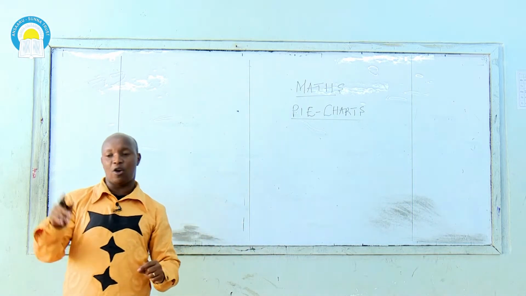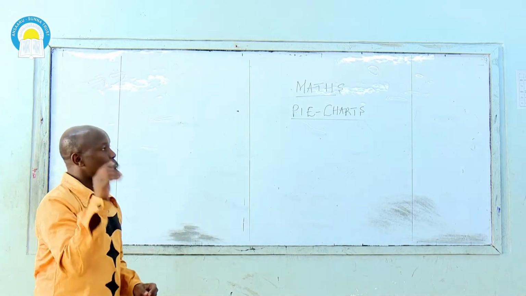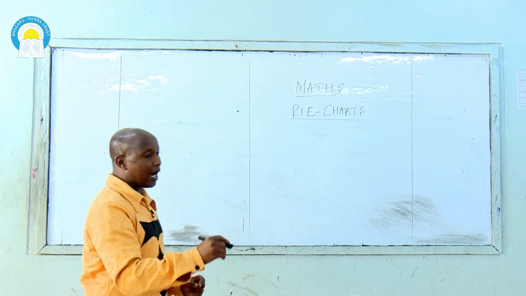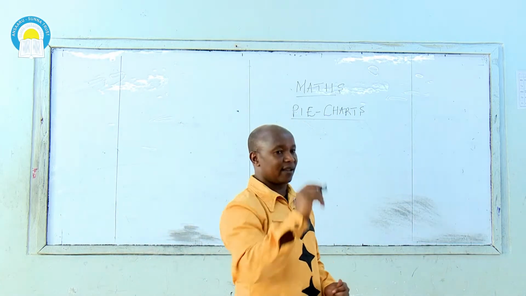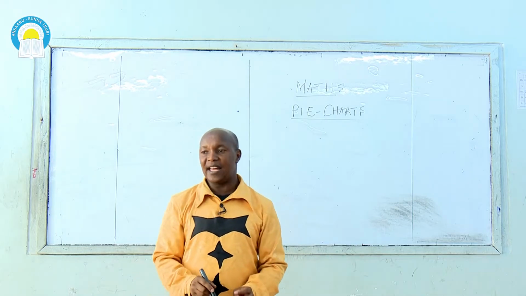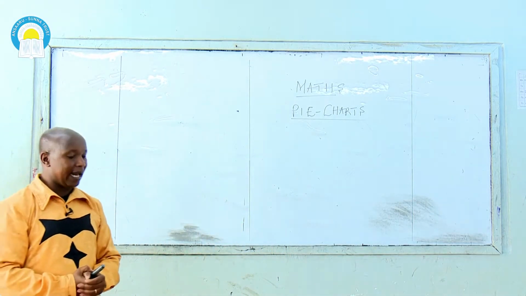My objective is only one. By the end of my lesson, a learner should be able to work out problems associated with pie charts. That's the only objective that I want to achieve at the end of my single lesson.